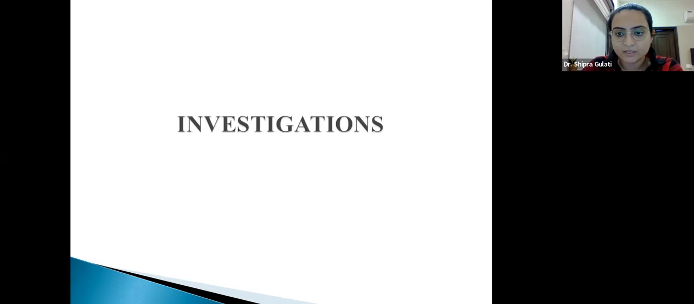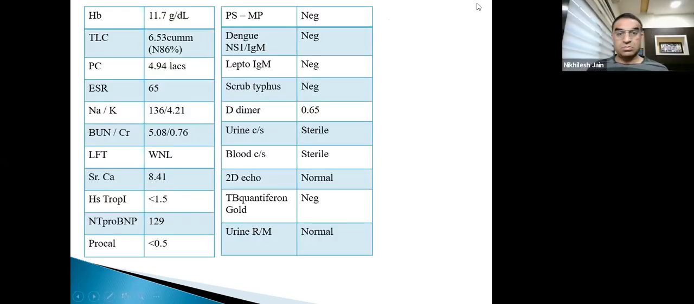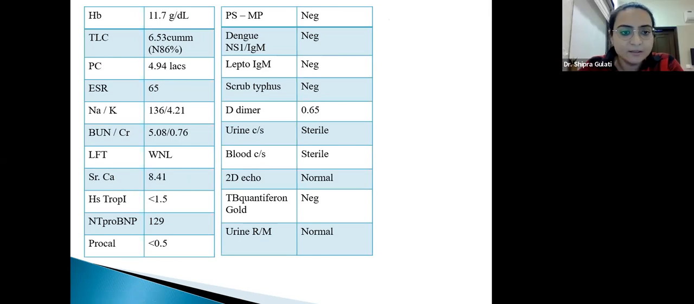So coming to the investigations. His hemoglobin was 11.7. Total count was 6,530 with 86% neutrophils. Platelet count was 4.94 lakhs. ESR was raised, which was 65. Sodium and potassium were 136 and 4.21. The blood urea nitrogen was 5.08. Creatinine was 0.67. LFTs were within normal limits.